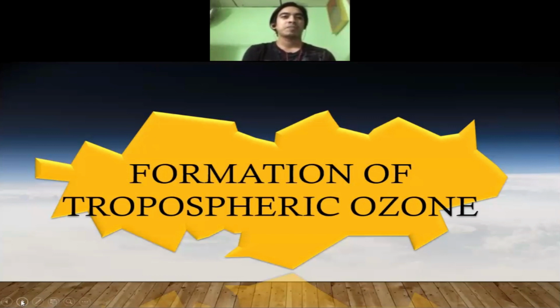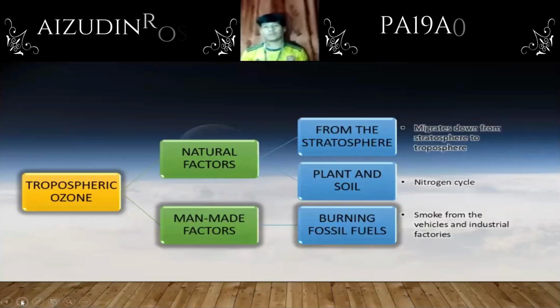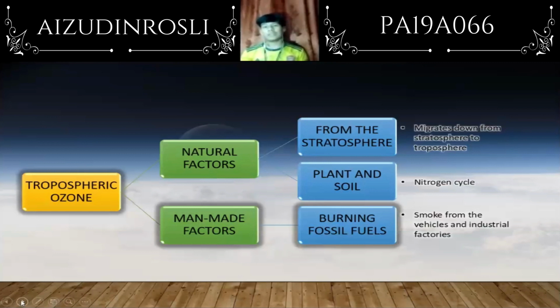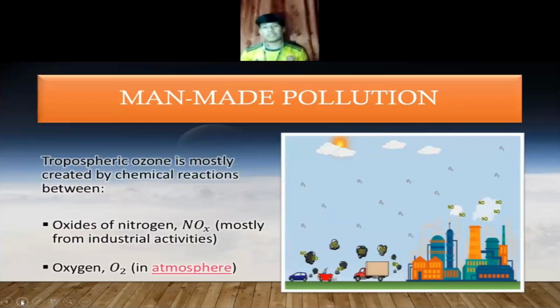Assalamualaikum warahmatullahi wabarakatuh. Thank you to the moderator. So let's move on to the formation of tropospheric ozone. The major factors that influence the increase of tropospheric ozone are man-made factors that are usually caused by smoke that was released from vehicles and industry factories. So tropospheric ozone is mostly created by chemical reaction between oxides of nitrogen, also known as NOx, mostly from industrial activities, and oxygen gas present in the atmosphere.